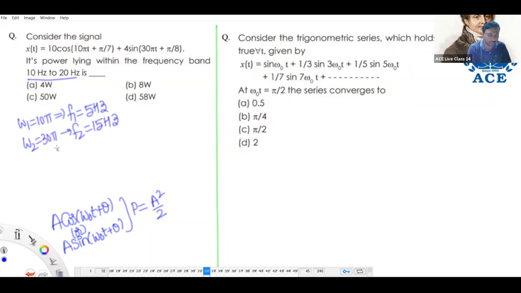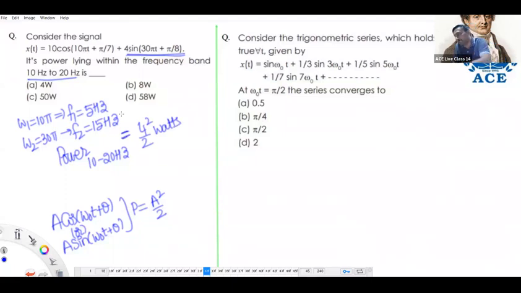Where is the power asked, sir? Power in 10 to 20 Hz means only the second frequency is within that range. Second frequency gives 4 square by 2 watts. The first frequency is outside our range. That fellow is expecting power in a specific range, 10 to 20. Only the second frequency has that chance.